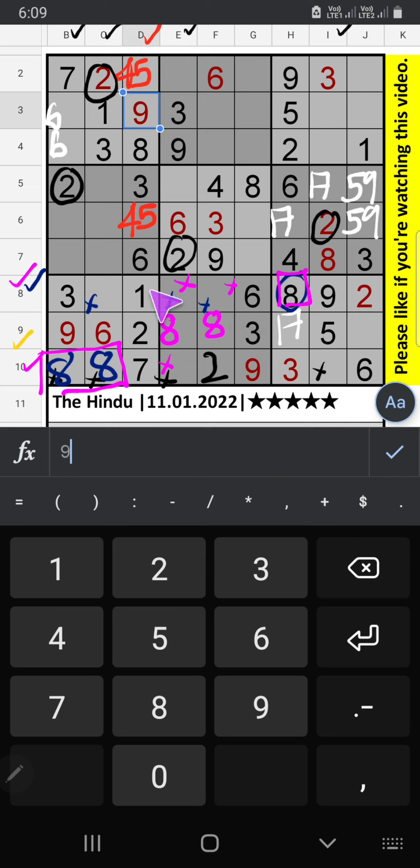10th row and in this grid we have 7, so 7 can't come in this cell. 7 will come in any one of the cells, we will confirm later. Column D and 10th row we have 7, so 7 can't come in this cell. 7 will come in any one of the cells, we will confirm later.